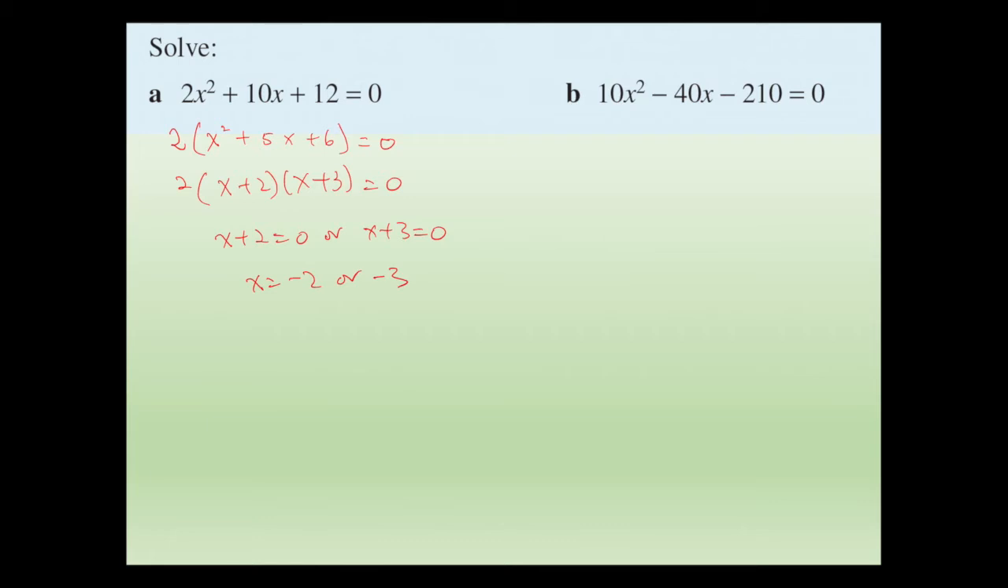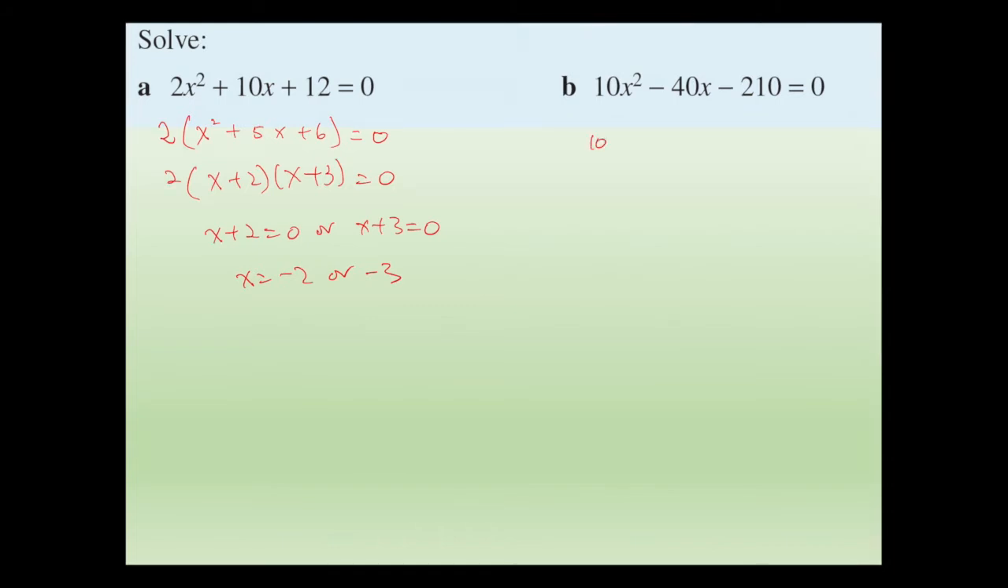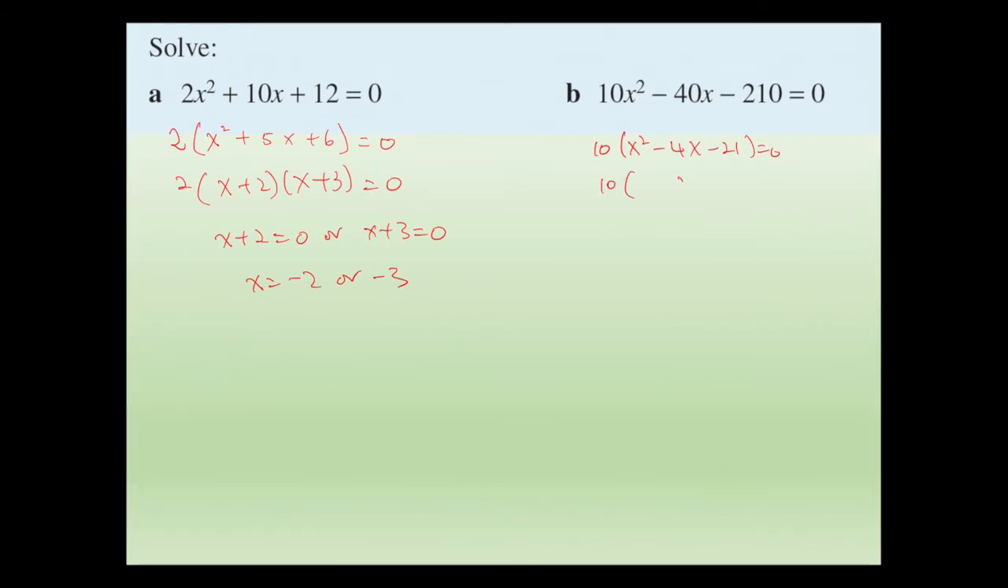What about this one? Can you pause the video for a while and attempt this question? The way I do it, I will take the 10 out. So here we have x squared minus 4x minus 21 equals 0. Again, we can then factorize the monic quadratic. It becomes x minus 7 and x plus 3 equals 0. Since 10 cannot be equal to 0, x minus 7 equals 0 or x plus 3 equals 0. Therefore, x equals 7 or minus 3.